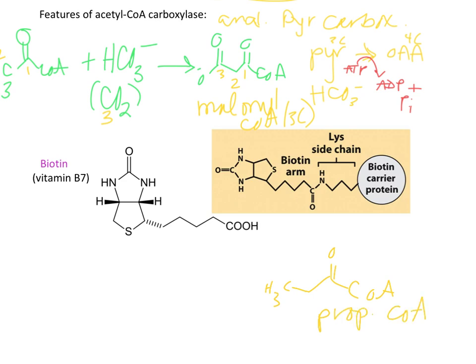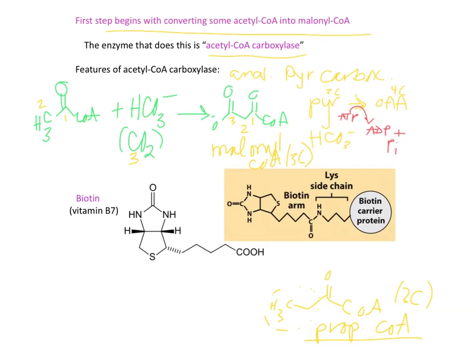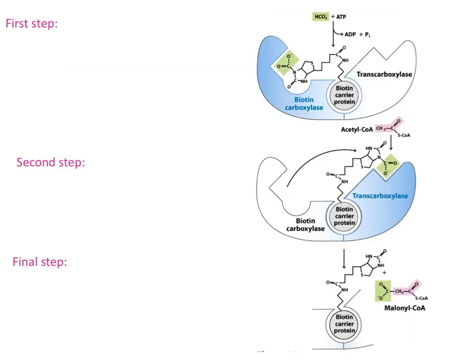So propanyl-CoA and malonyl-CoA are both three-carbon carriers, but propanyl-CoA has these last two carbons on the end completely reduced, whereas malonyl-CoA has the carboxylate group on the end. Okay, both of these enzymes require biotin, because if you remember, biotin is a CO2 carrier. Okay, let's take a look at this.